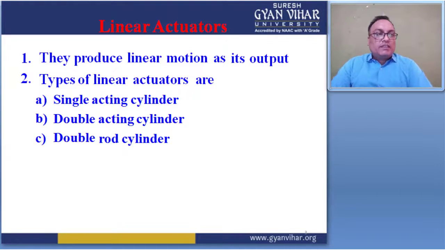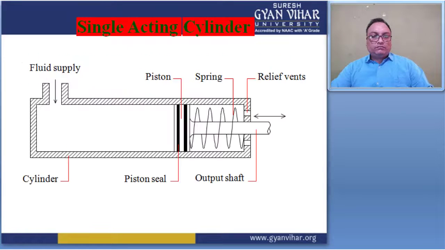First is the single acting actuator, then the double acting actuator and the double rod cylinder. These are the three types of actuators which provide a linear movement at the output, and they perform different tasks and different operations. This is the case of the single acting cylinder.